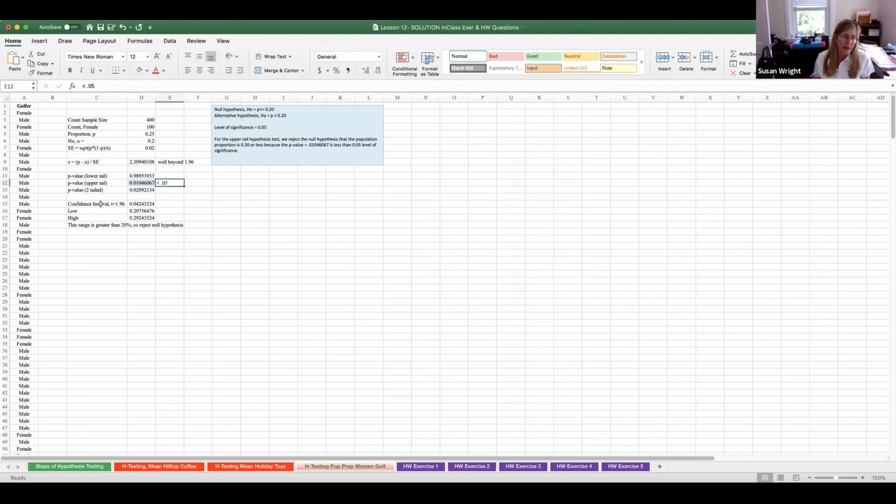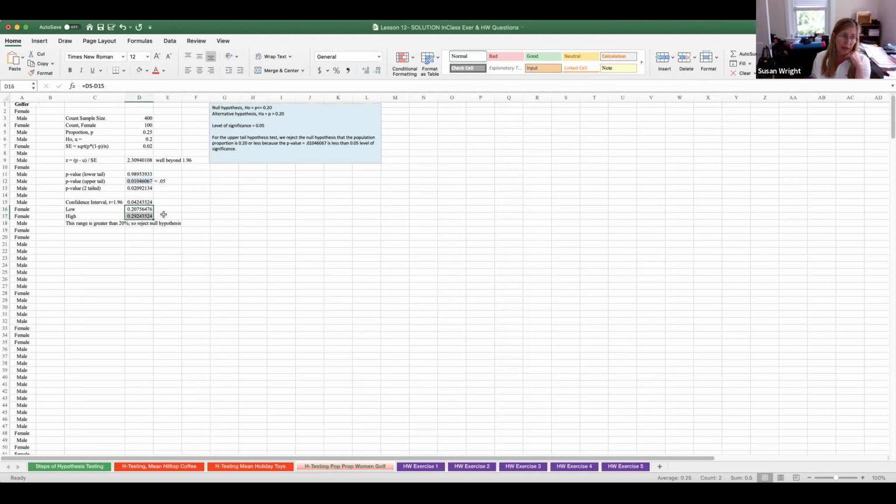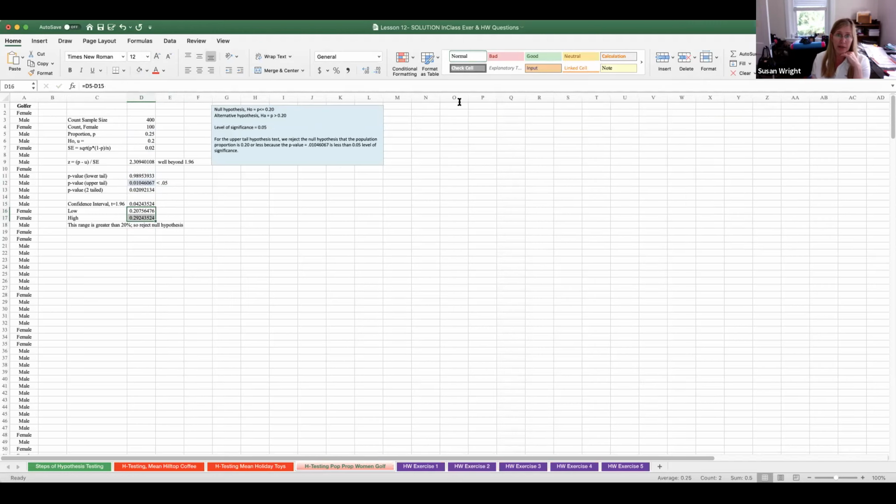You can also do a confidence interval. So we take 1.96 times the standard error, and then we subtract that from the proportion, and we add that to the proportion, and you'll notice that that range is higher. So the actual 0.2 is less than that, right? So it's not in this range, so we would reject the null hypothesis.